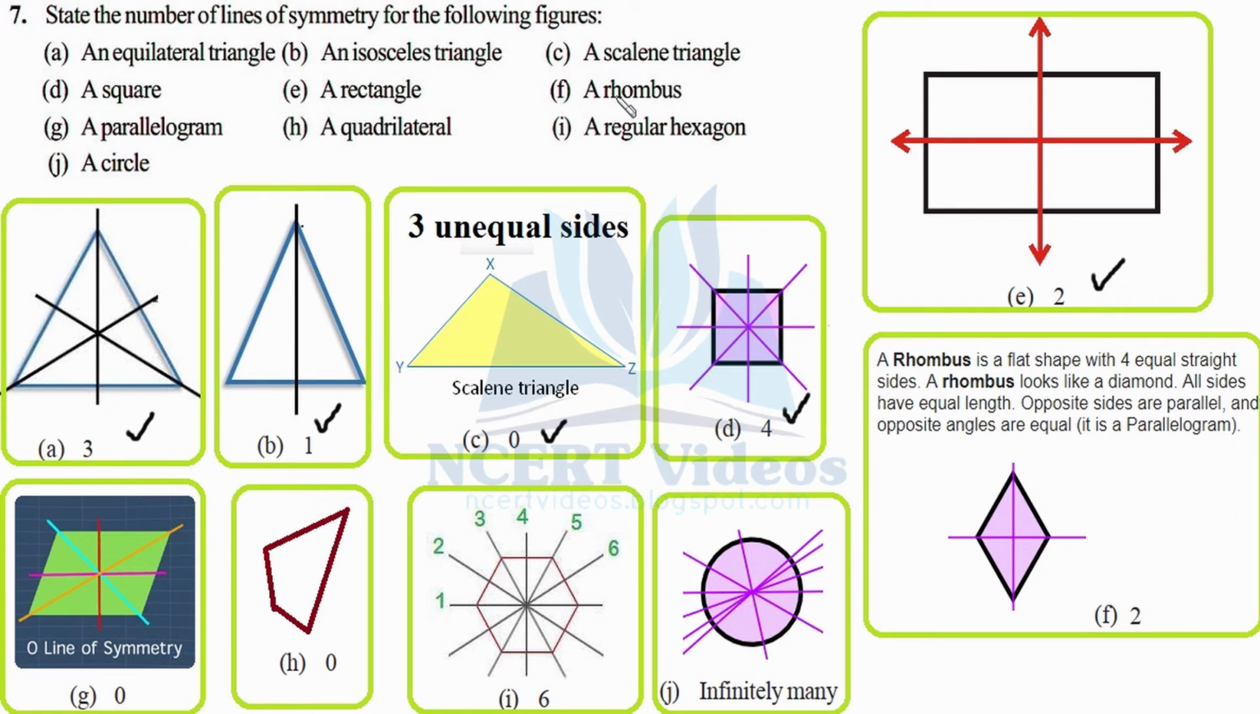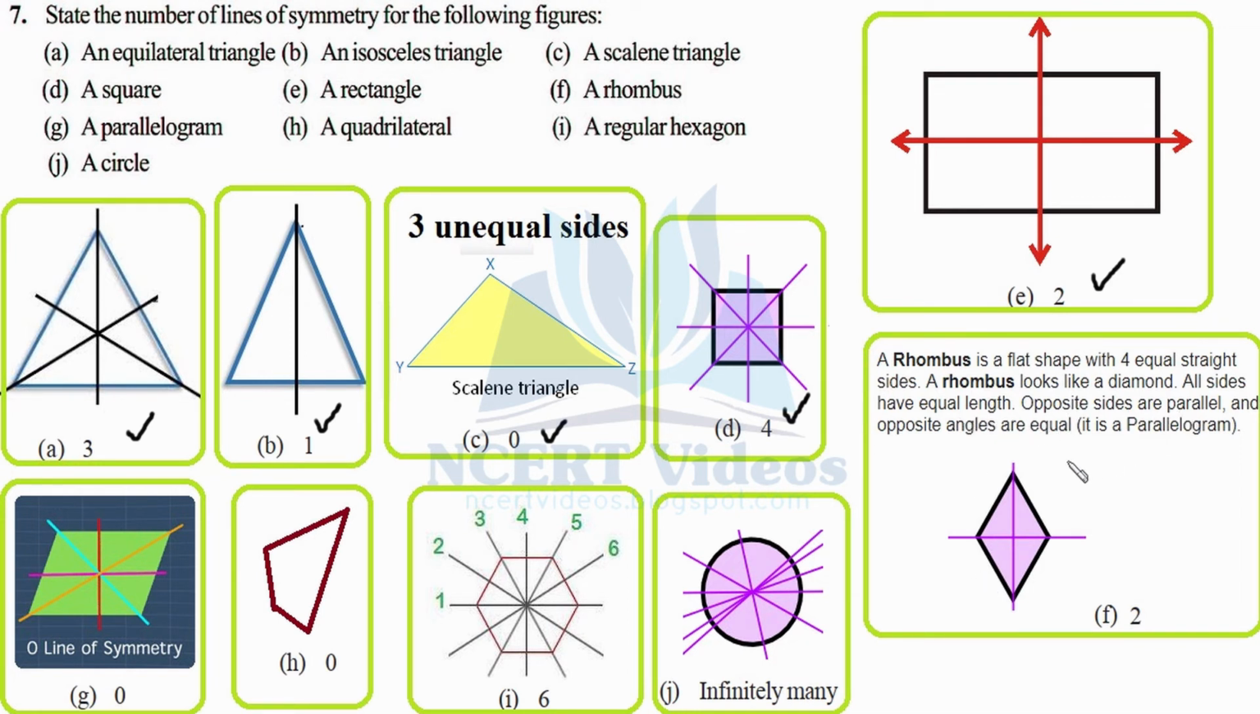Now a rhombus. Now what is a rhombus? It's a flat shape with 4 equal straight sides. These are equal, like a square. A rhombus looks like a diamond. This is a diamond shape. All sides have equal length. Same thing.